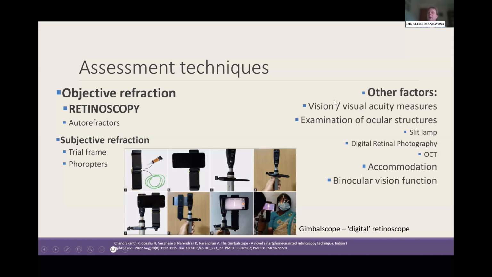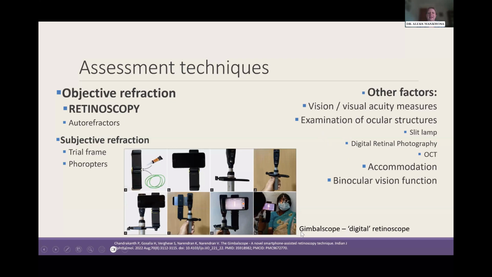But we must not overlook the other factors that would also influence the final refractive error correction that we give to our patient. So, as we've mentioned before, measures of visual acuity, but also an examination of the ocular structures, which may be done with a variety of techniques. We must consider the patient's accommodation if we're dealing with pre-presbyopic patients, and also, and I would advocate this very strongly, the binocular visual function of the patient, as these are all very important.